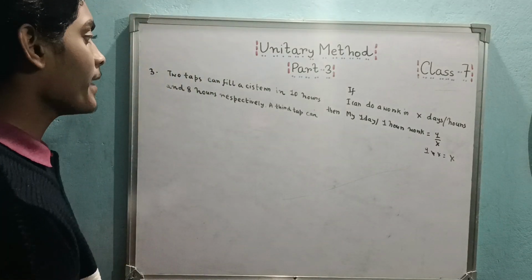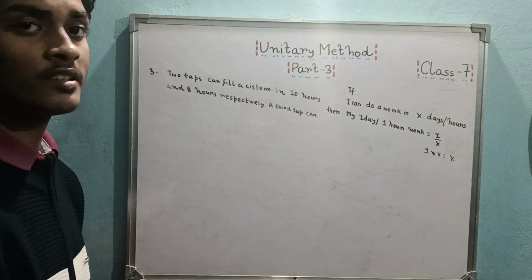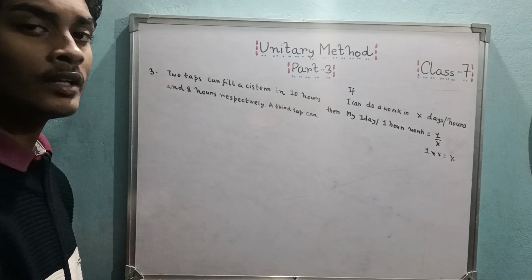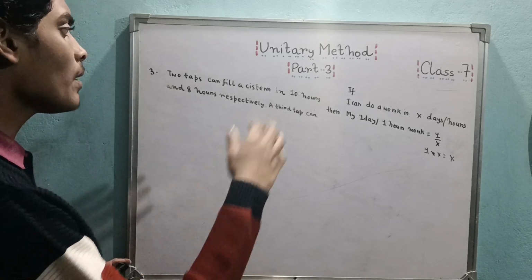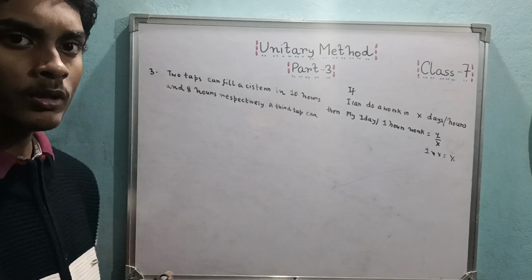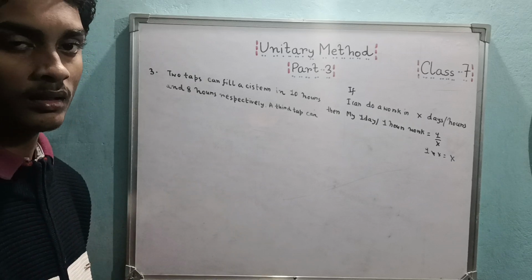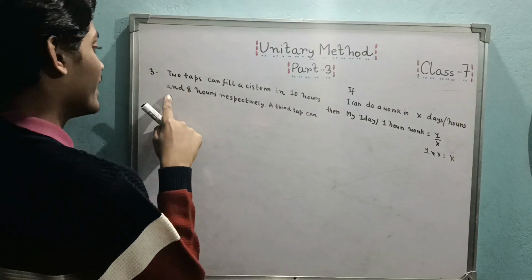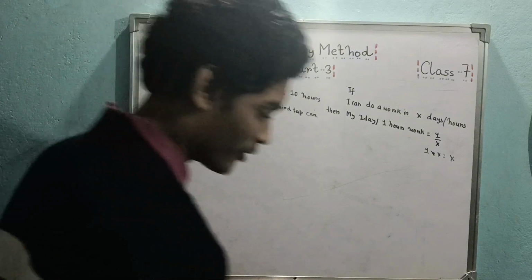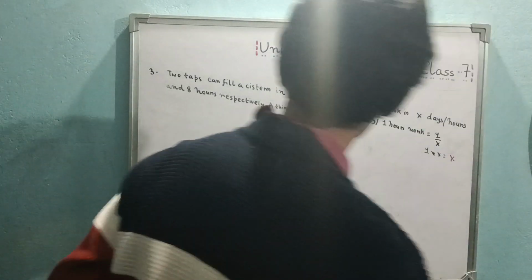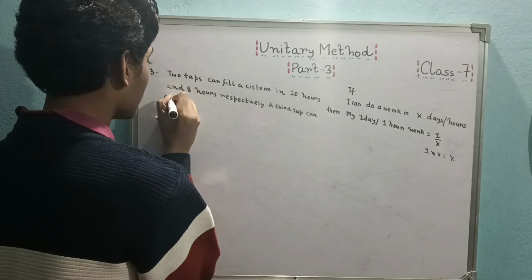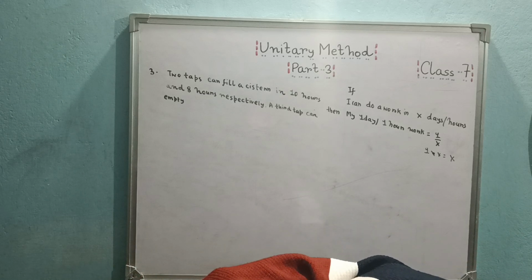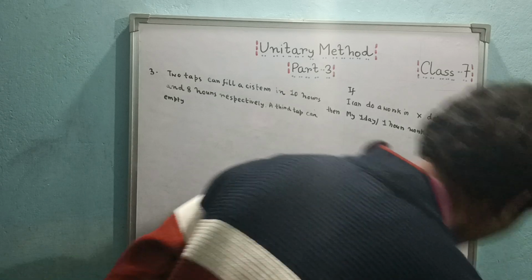So see, two are trying to fill the system, so they are doing positive work. But one is trying to empty it, so it is doing negative work. The work of the positive will get added and the work of the negative will get subtracted to get the resultant work done. It's as simple as that. I'm writing it as negative, that's how the concept is framed. The third tap can empty it in 15 hours.